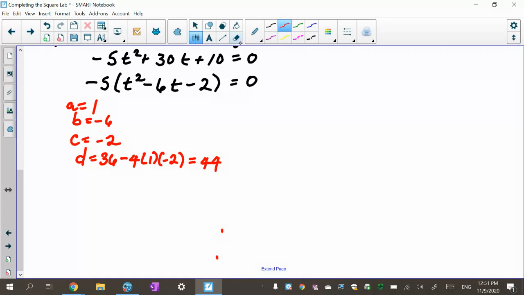So I'm going to sing my little song here because I have to do the quadratic formula. So t equals negative b, so 6, plus or minus the square root of b squared minus 4ac, 44, all over 2a. And then I'm just going to split up my plus and minus, and put it in my calculator.